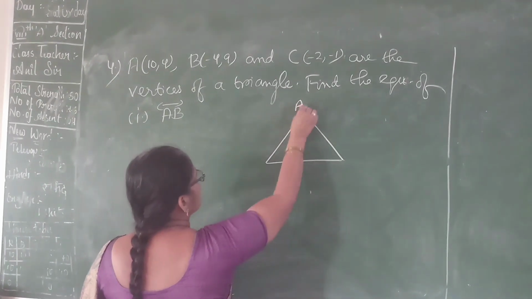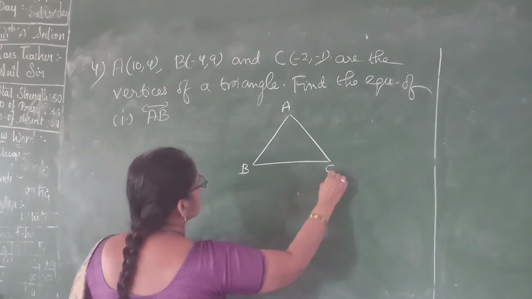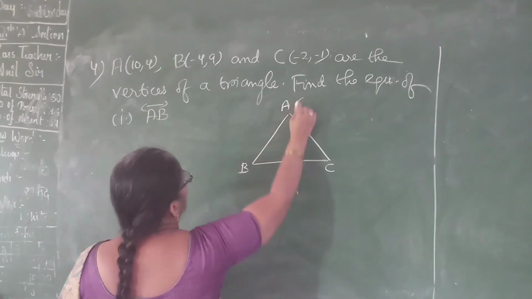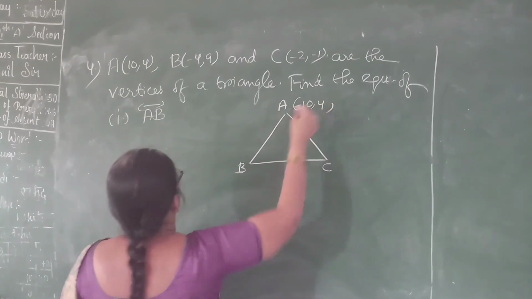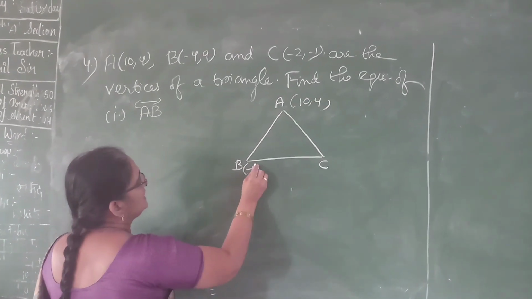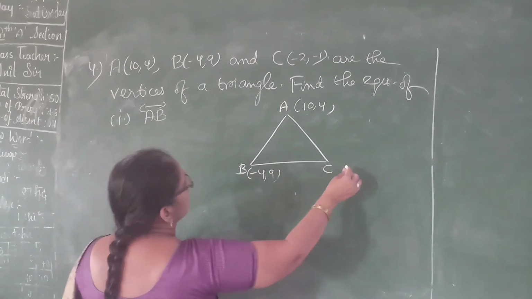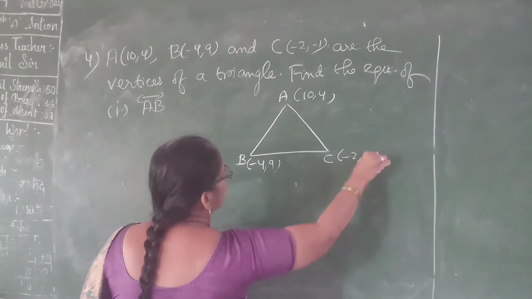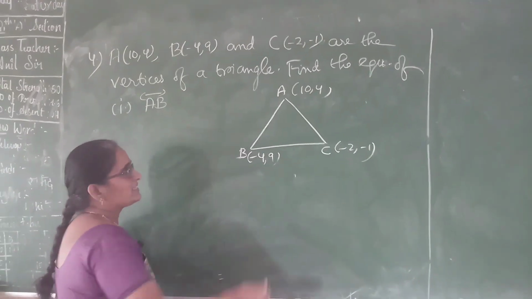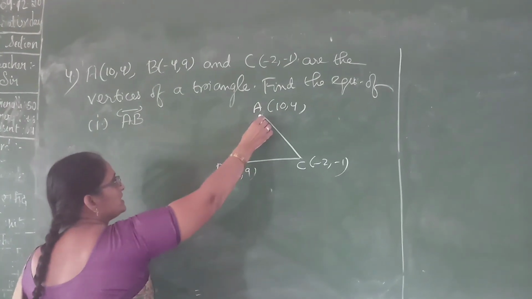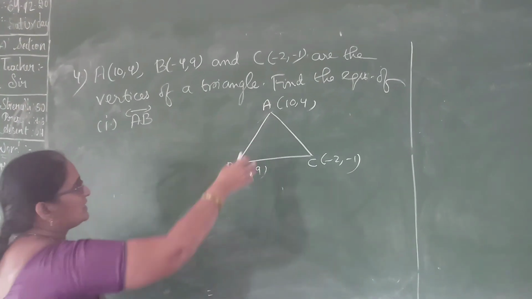So what is this? A, B, C. Let the points be A (10, 4), B (-4, 9) and C (-2, -1). What they asked is the equation of the straight line AB. So it is very simple.